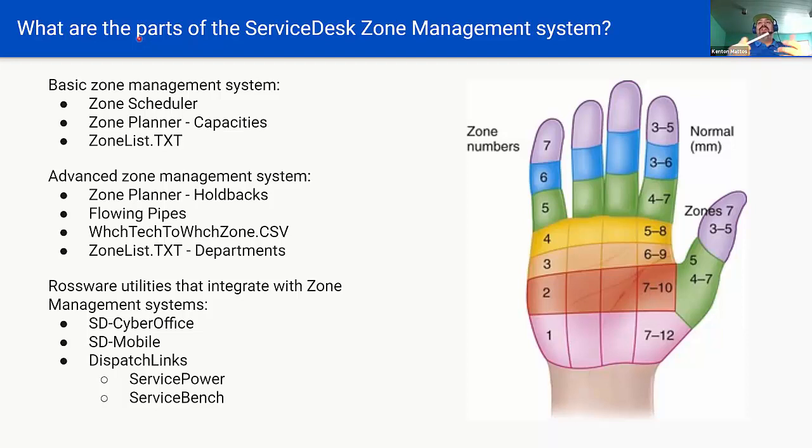Now, what utilities does RAWFOR offer that also integrate with the zone management system? Well, our SD CyberOffice uses it for the online integrations for scheduling online. It's also used by mobile, which pulls the information that is uploaded by the CyberOffice utility, showing the availability to the technicians for the particular job in the zone that it is in. And then our dispatch links do use the zone management system when uploading availability to currently ServicePower and ServiceBench.